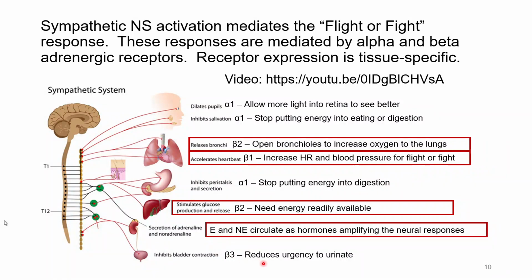The other things that you see here related to the alpha-1 and the beta-3 mediated responses are where you see things that are getting shut down. There are certain things that don't need to be happening. If you watch this video here, you can think about, do we need to be digesting food? Not so much. So another part of sympathetic nervous system activation is to shut down processes that aren't important in a life-threatening situation.